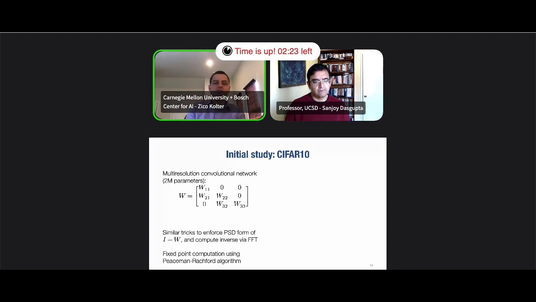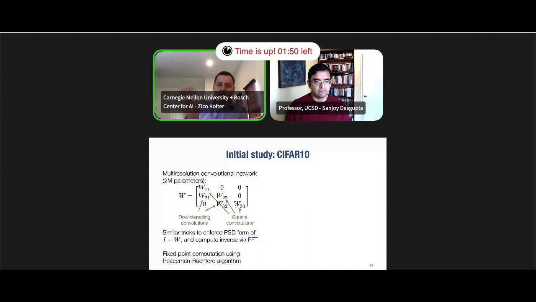You can still construct these, making W a structured matrix where the diagonal blocks correspond to square convolutions. So convolutions that produce the same number of channels as input and output, and that's this fixed point iteration, and the off-diagonal blocks correspond to the downsampling. So this is a structured version of a multi-resolution U-Net-like architecture, right? With downsampling and convolutions, you just iterate it to convergence instead of iterating it a couple of times.